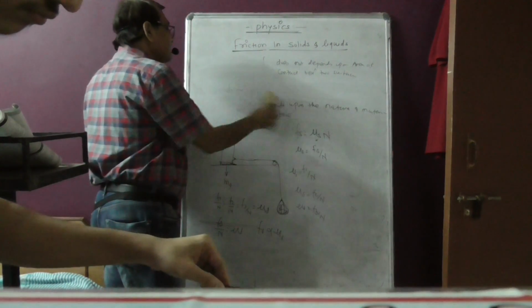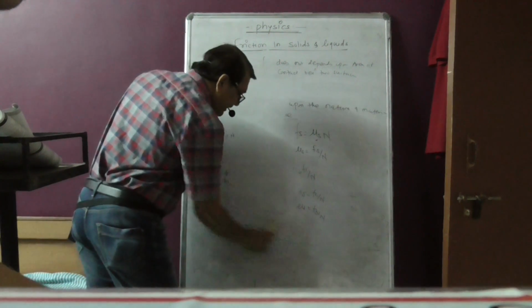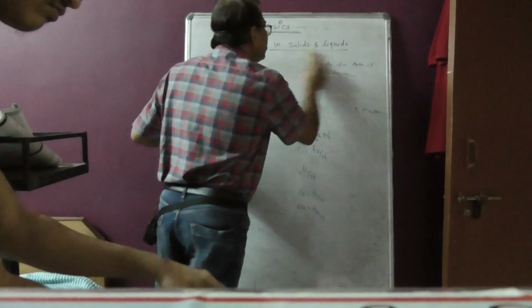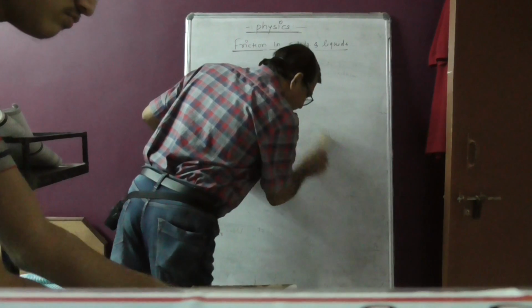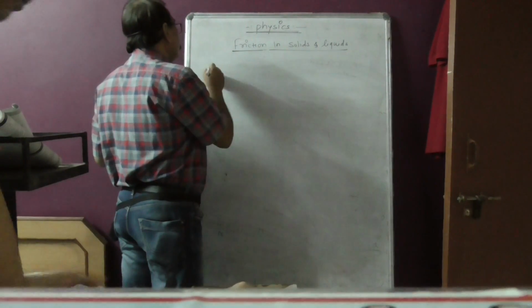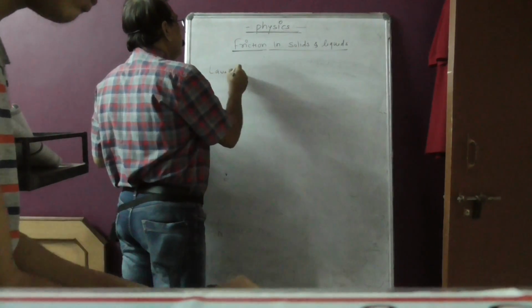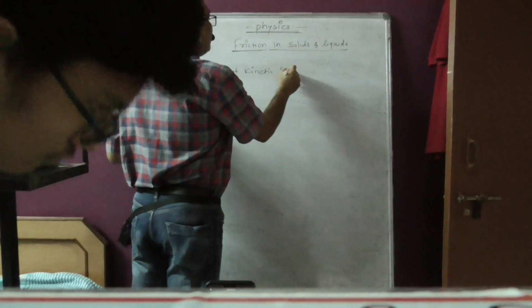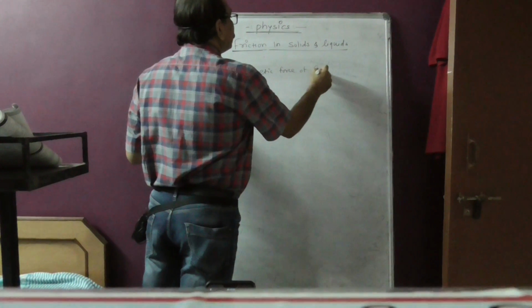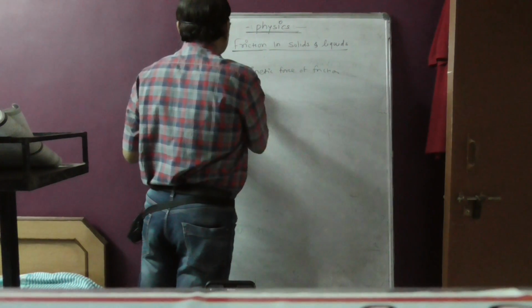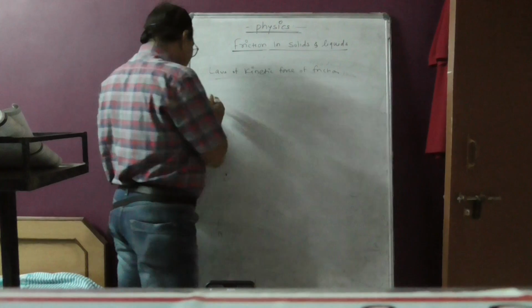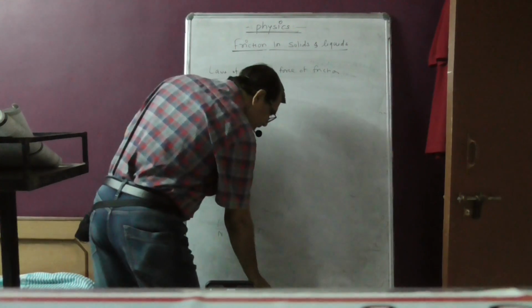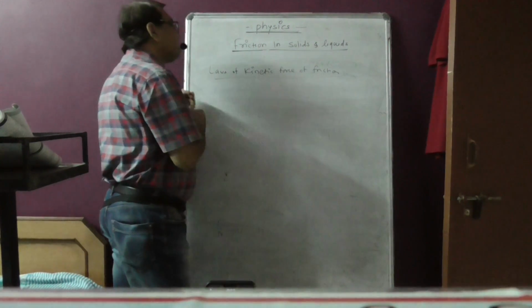These are the three laws for limiting static force of friction. Similarly, there are three laws of kinetic force of friction. They are similar to the laws of static force of friction. So that is the first law.